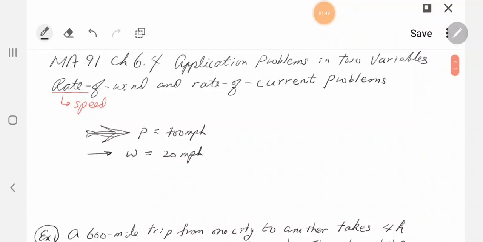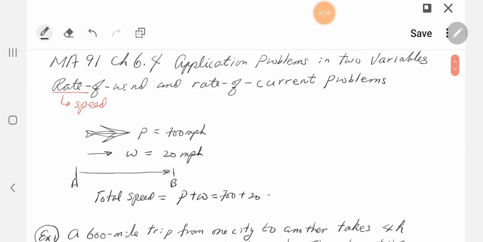So what is the speed when you are going from location A to location B, to the right? What is the total speed? The total speed is the sum of the airplane's speed and the speed of the wind, so P plus W will be the total speed. So 700 plus 20, which is 720 miles per hour, will be the actual plane's speed. Because the airplane is flying with the wind, we add the plane's speed in still air and the wind speed together.